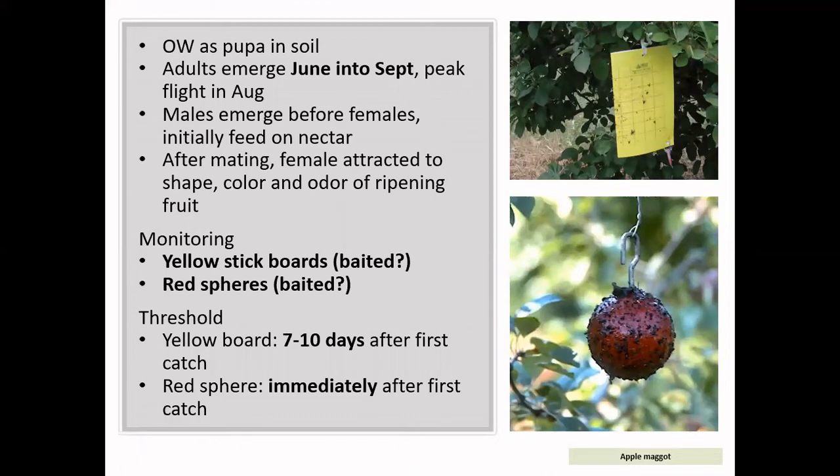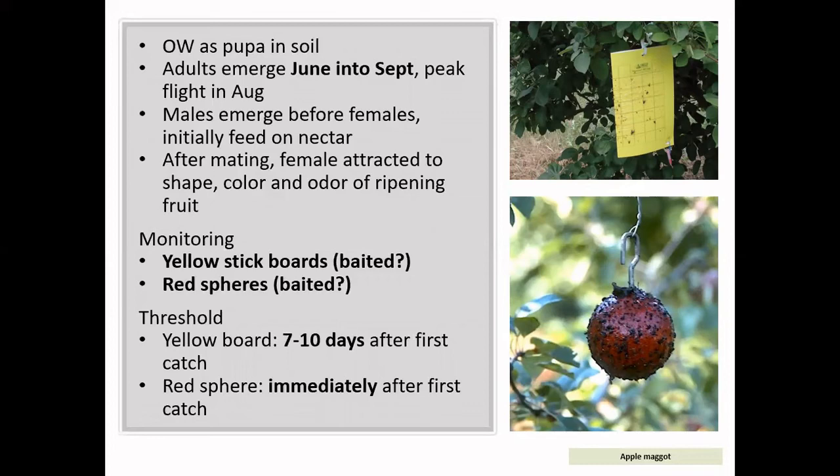So apple maggot overwinter as pupa in the soil, and the adults typically start to emerge in late June, and they can be active right up until harvest or that first hard frost in the fall. So as I mentioned before, males do emerge before females, and there's often a period of time, a number of weeks prior to mating, where they're looking for a food source. So the use of different traps can really be effective in terms of being able to identify the activity.